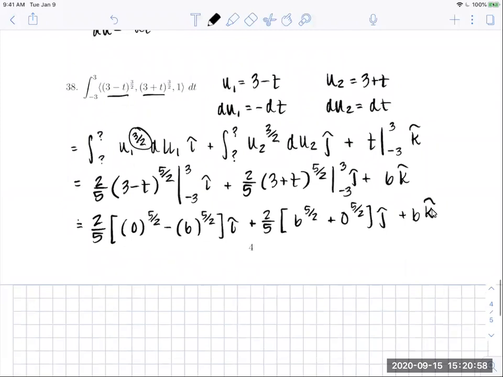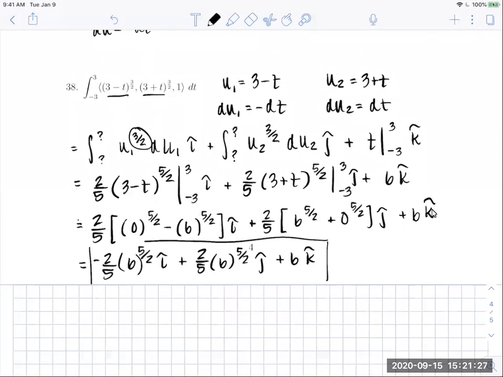So after cleaning things up a bit, we note that we have 2/5 negative, 6 to the 5/2 power, and maybe I'll put parentheses around there to indicate the 5/2 only goes to the 6. Then I have plus 2/5, 6 to the 5/2 power in the j hat, 6 in the k hat. So this is my final answer for the definite integral in problem 38.